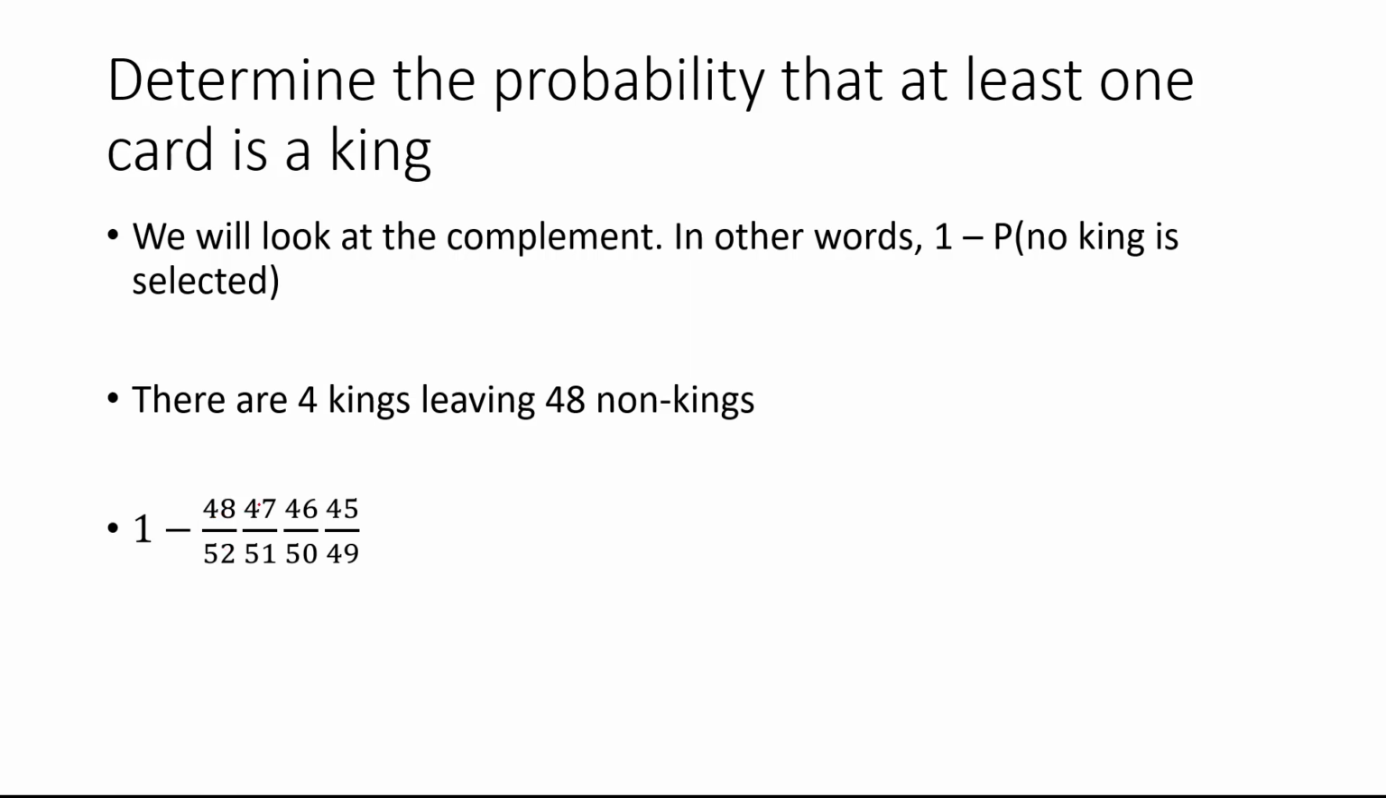We choose one of the non-kings, that leaves us with 47 non-kings. And since we already chose 1 card, we go down to 51, and then 50, then 49, and then you just subtract by 1 every time. So there's 47 non-kings, then 46, and then 45 non-kings. We multiply, subtract from 1, and get 0.28126 as our probability.